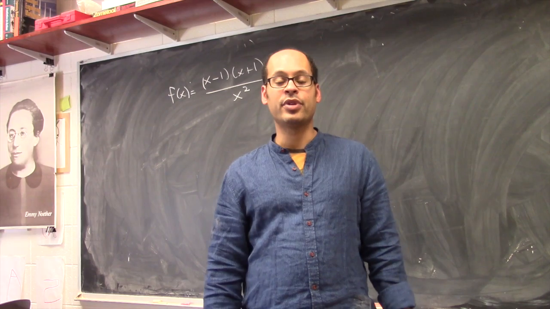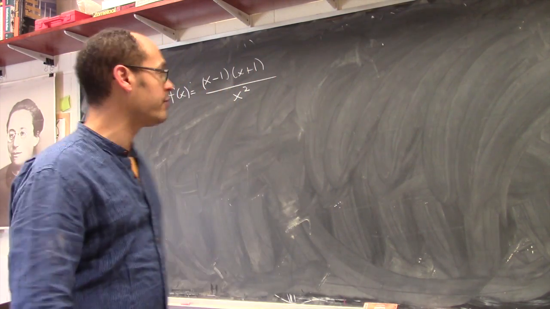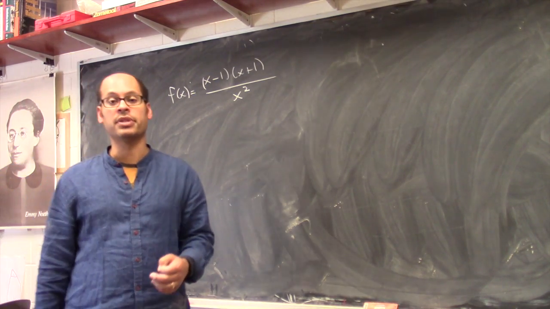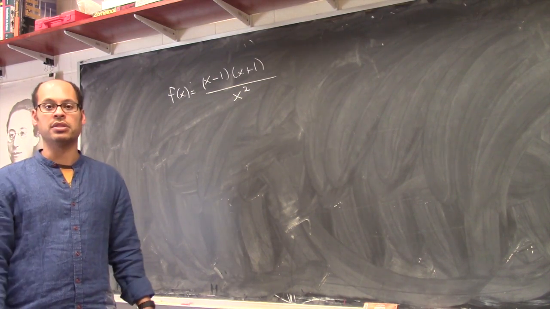Alright, so let's see if we can put all this stuff together and look at the graph of this function. F of x is (x minus 1)(x plus 1) over x squared. And let's just throw the whole shebang at this and see what happens.